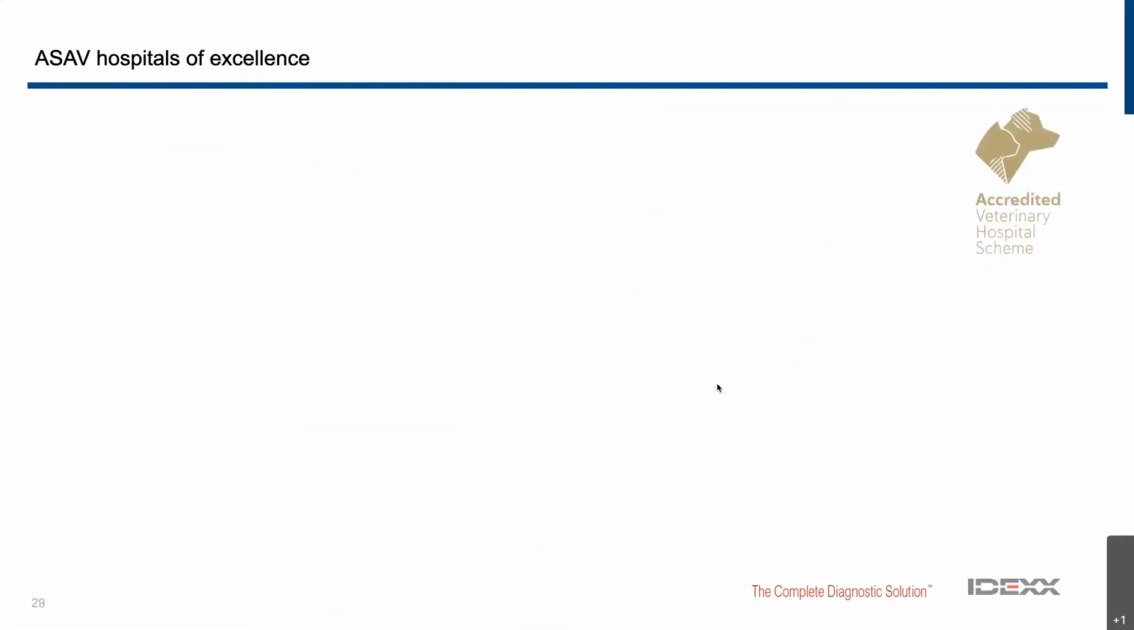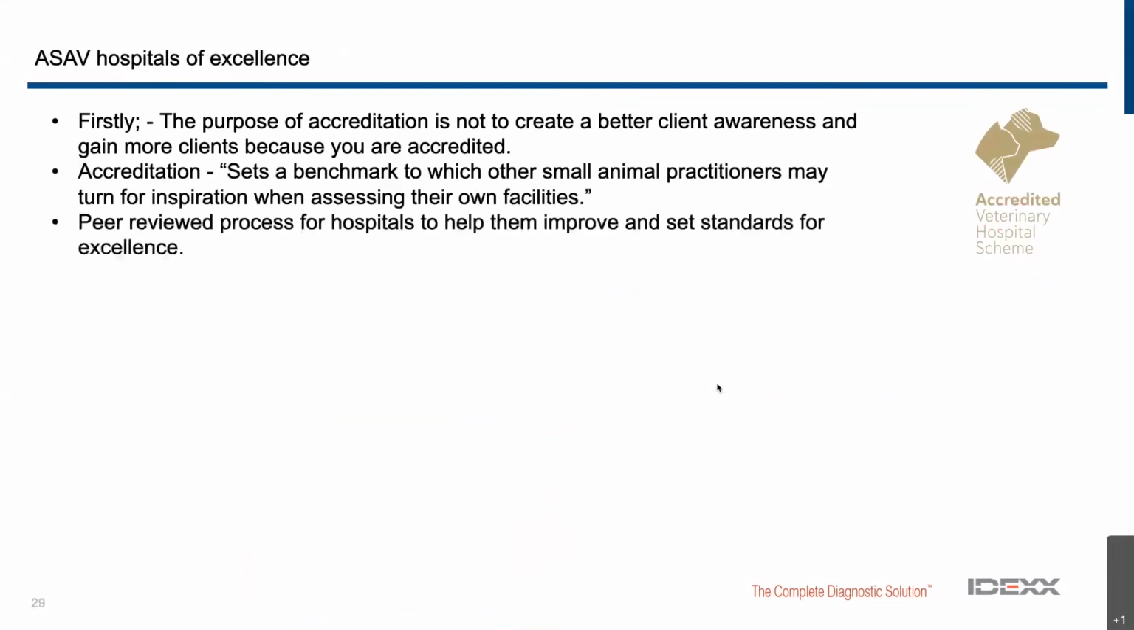Another form, which is sort of a next level again, is the ASAV Hospitals of Excellence Accreditation. So the Accredited Veterinary Hospital Scheme. The key for me is understanding that the purpose of this accreditation is not to create more clients and create more money. The purpose of accreditation is to help you set a benchmark within your own hospital and to hold yourself to be accountable. It's a culture carrier. It's a mechanism for helping the team to improve themselves. So it's a peer review process.